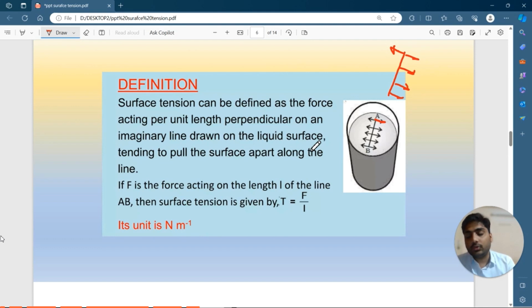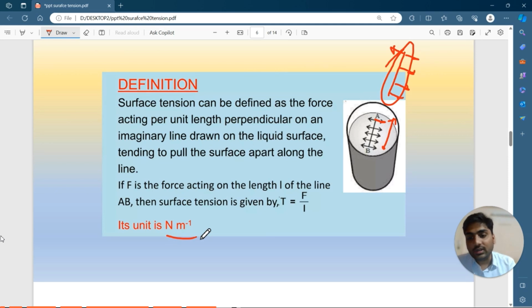Suppose the total stretching force acting on this imaginary line is F, and the length of this line is L. Then we define surface tension as T equals F by L. You can see if F is the force acting on L length of the line AB, then surface tension is given by F by L.